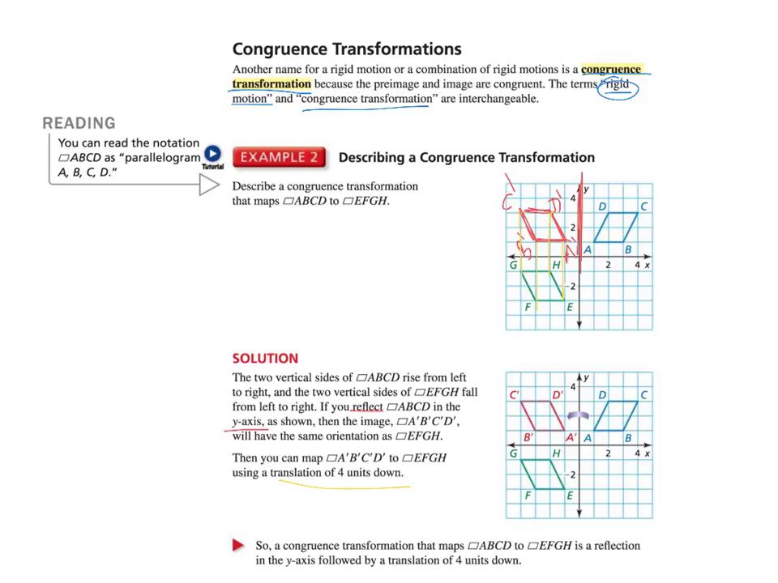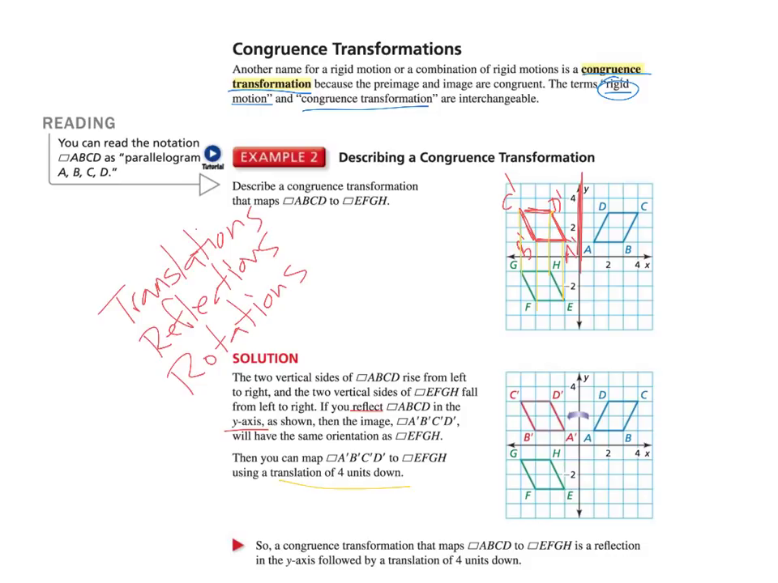So you'll be doing a couple examples like this, just identifying what type of congruence transformation takes place. Remember that the 3 transformations we've learned so far are translations, where you're just shifting the figure up, down, left, or right. Then we have reflections and rotations. Those are the 3 types of transformations we've worked with thus far. So in the assignment problems, you'll be trying to figure out which of these or which combination of these is taking place.